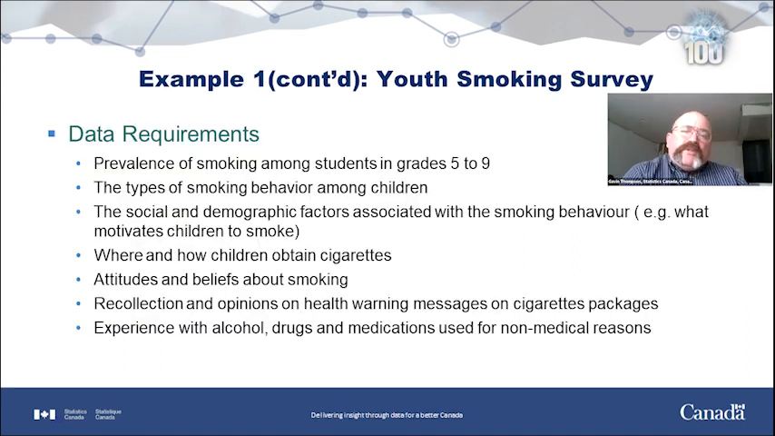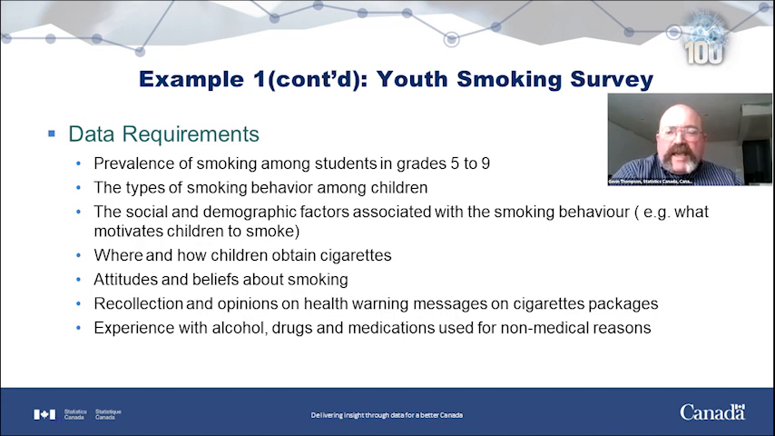So what are they looking for? We also have to know what the data requirements for the survey are before we go ahead and design it. So prevalence of smoking is number 1. And if we were designing a really quick survey, that might be it. That's it. We're stopping. But they wanted to know other things. So they want to know what smoking behaviors are, social and demographic factors associated with smoking, where they're obtaining cigarettes.